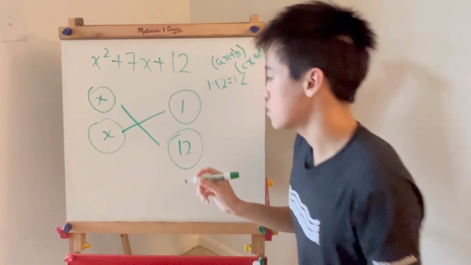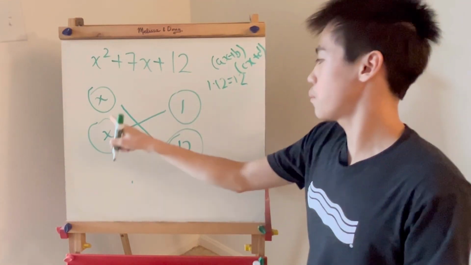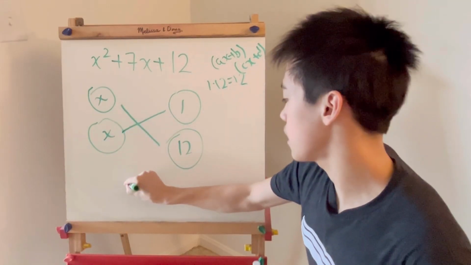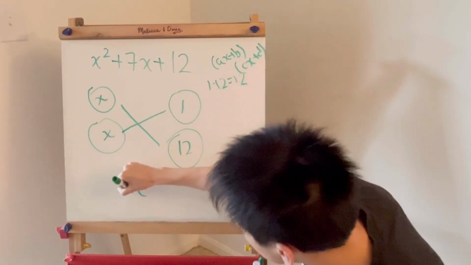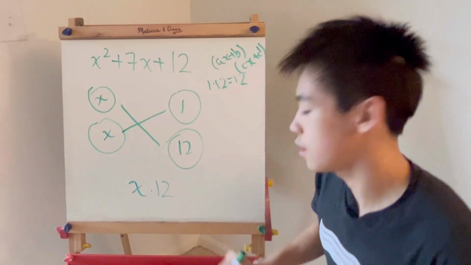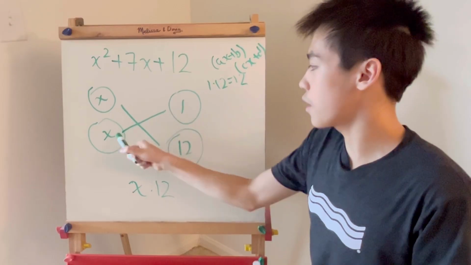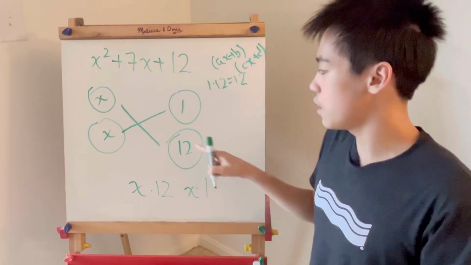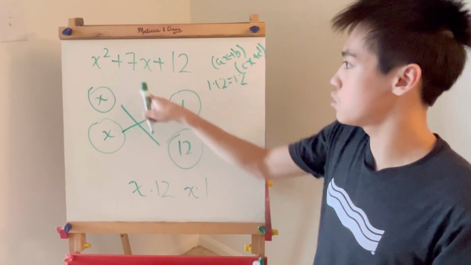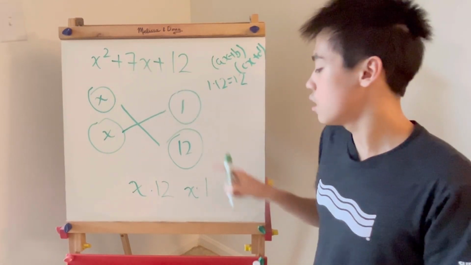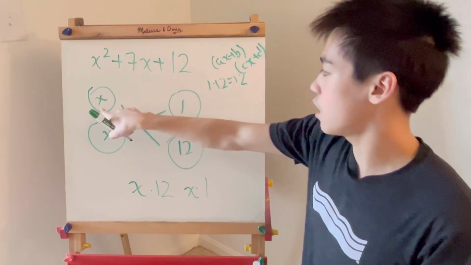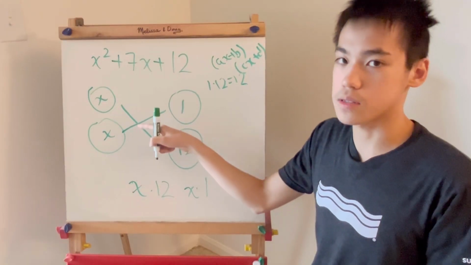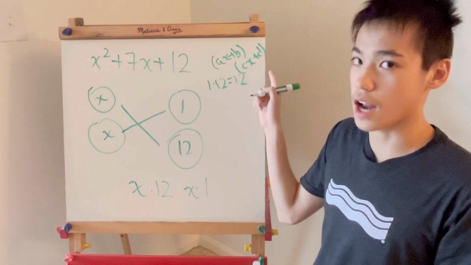that I just drew. So the product over here, this diagonal, is going to be x times 12, and the product along this diagonal is going to be x times 1. According to this trick, if these 2 terms add up to the x term shown over here, then we know that the sum of these 2 pairs will form the binomials that we want to factor this quadratic into.